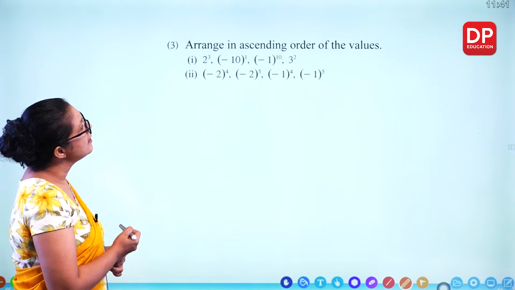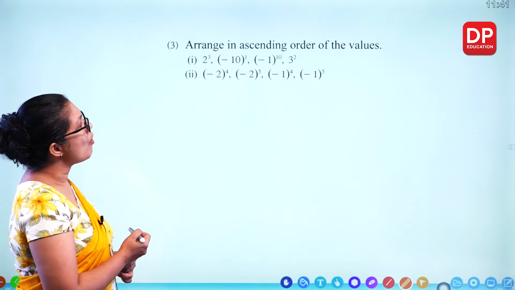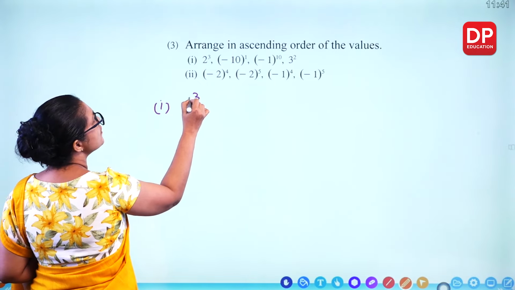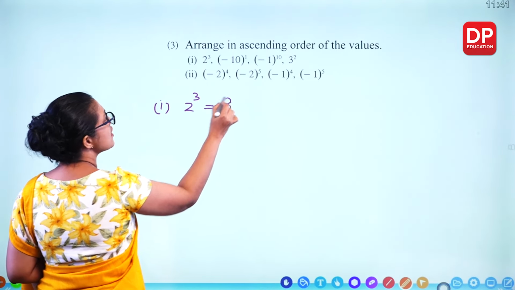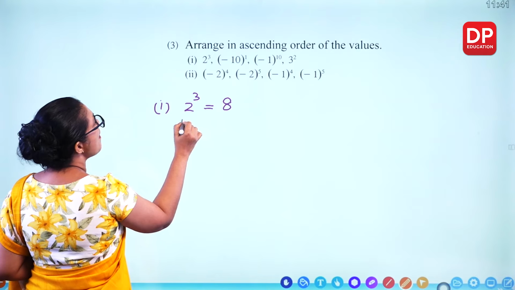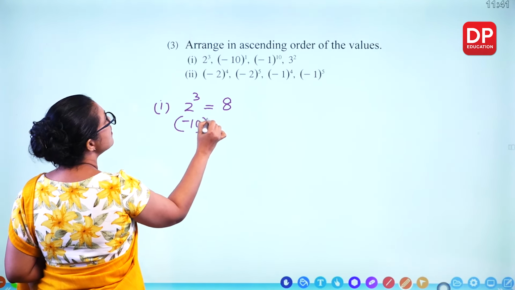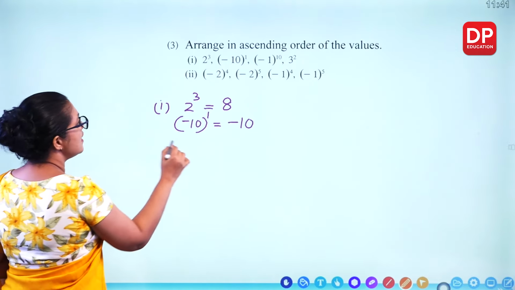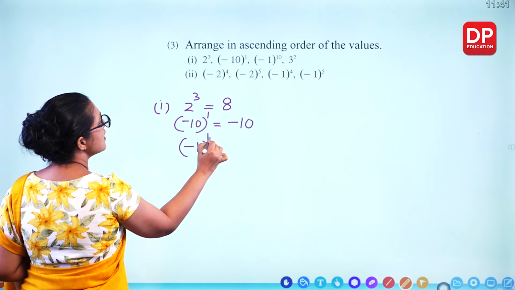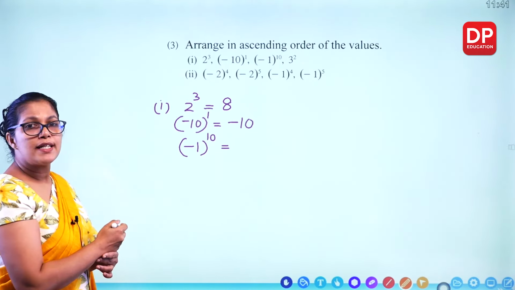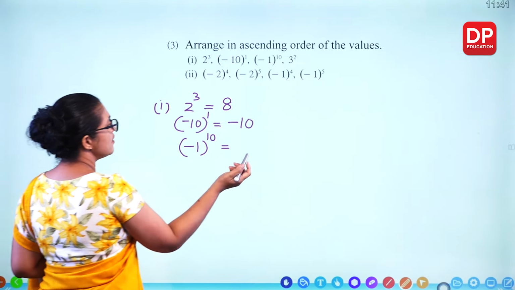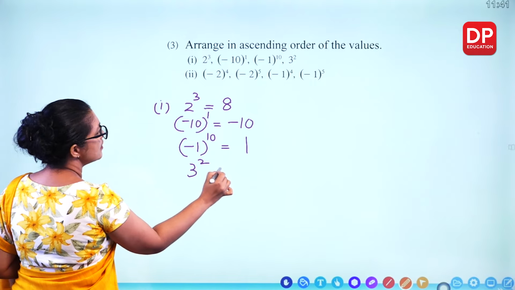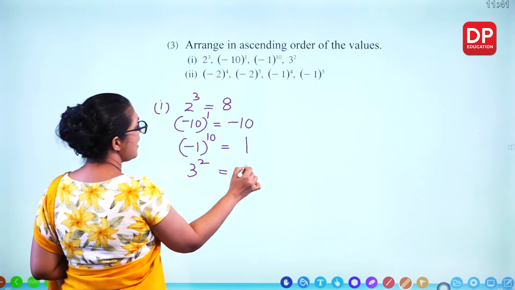Question number 3. Arrange in ascending order of the values. 2 to the power 3. What's the answer? 2 times 2 times 2, 8. Minus 10 to the power 1 means odd power, you get negative 10. Negative 1 to the power 10. Even power with a negative number, that's 1, so you get positive 1. 3 squared is 9.